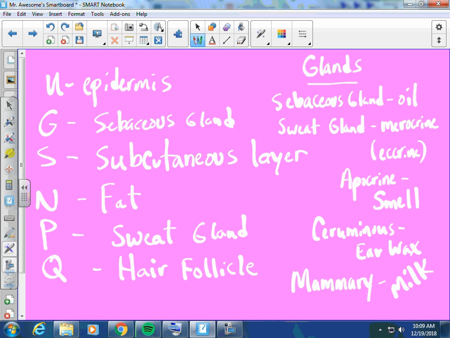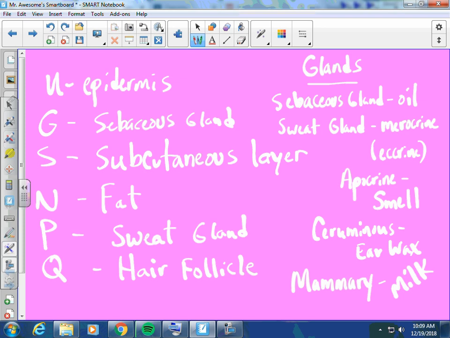We already did erector pili muscle. We already did hair shaft. Subcutaneous layer, that's pretty easy. Subcutaneous means under or below cutaneous, beneath the skin. It's that bottom layer, S. All right. Blood vessels, we already did. That was L and M. Fat, that's what those little blobs at the bottom of the diagram labeled N are. Those little blobs of fat, adipose tissue.